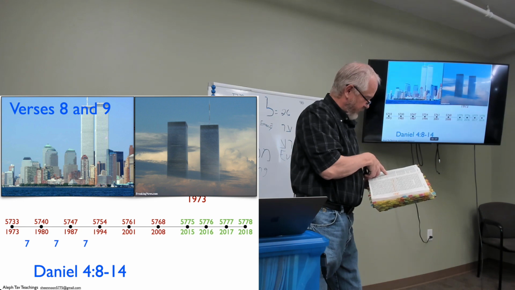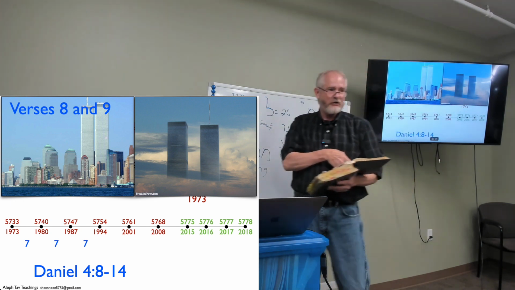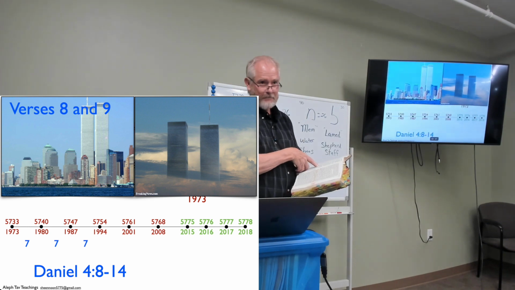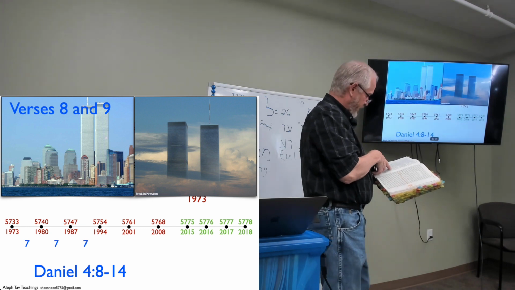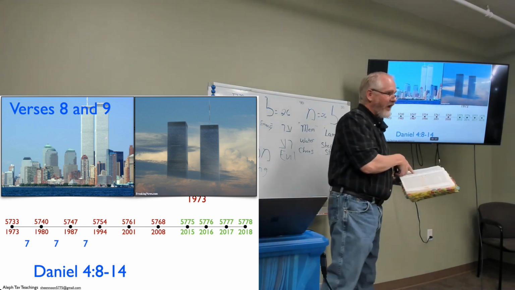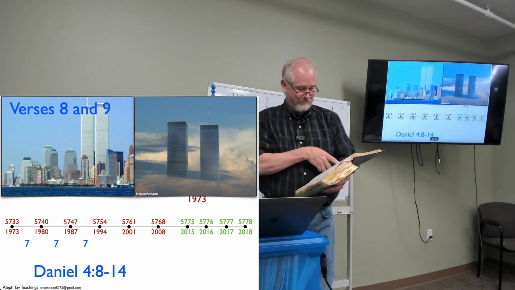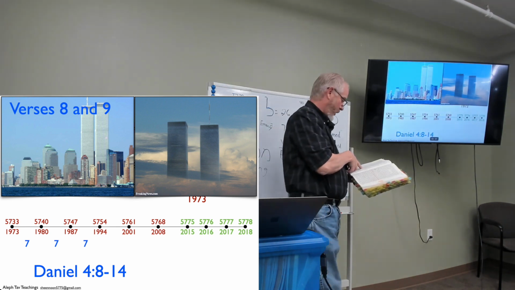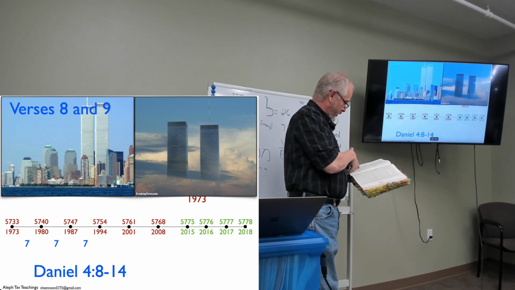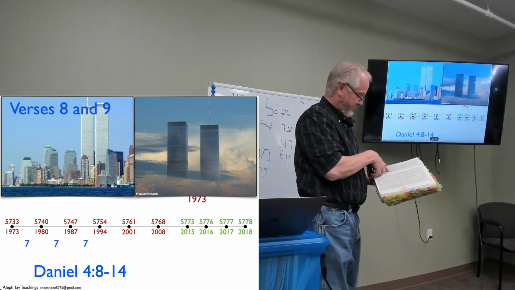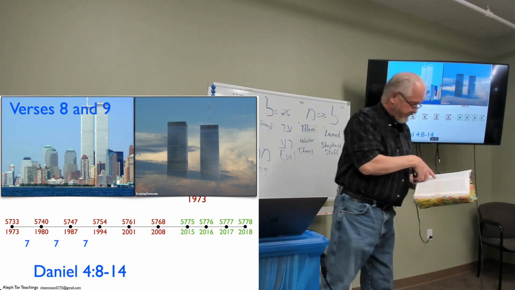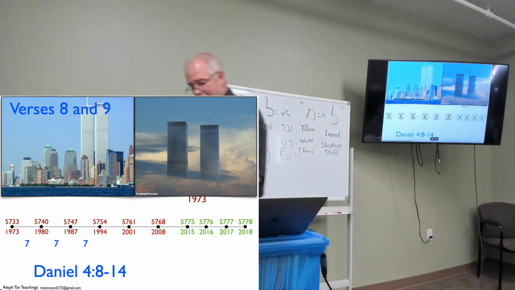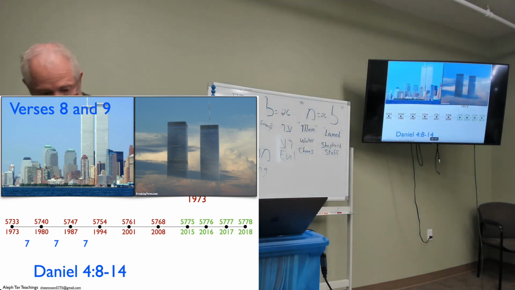Under it, the beasts of the field took shade. Beasts are always represented, nations are always represented as animals, as beasts. So all the nations, under it, the beasts of the field took shade, and the birds of the heaven nested in its branches, and all flesh was fed from it. In the vision of my head upon my bed, I was watching, and behold, an Ayir, a holy angel, came down from heaven. He cried out loudly and said, chop down the tree and cut off its branches.